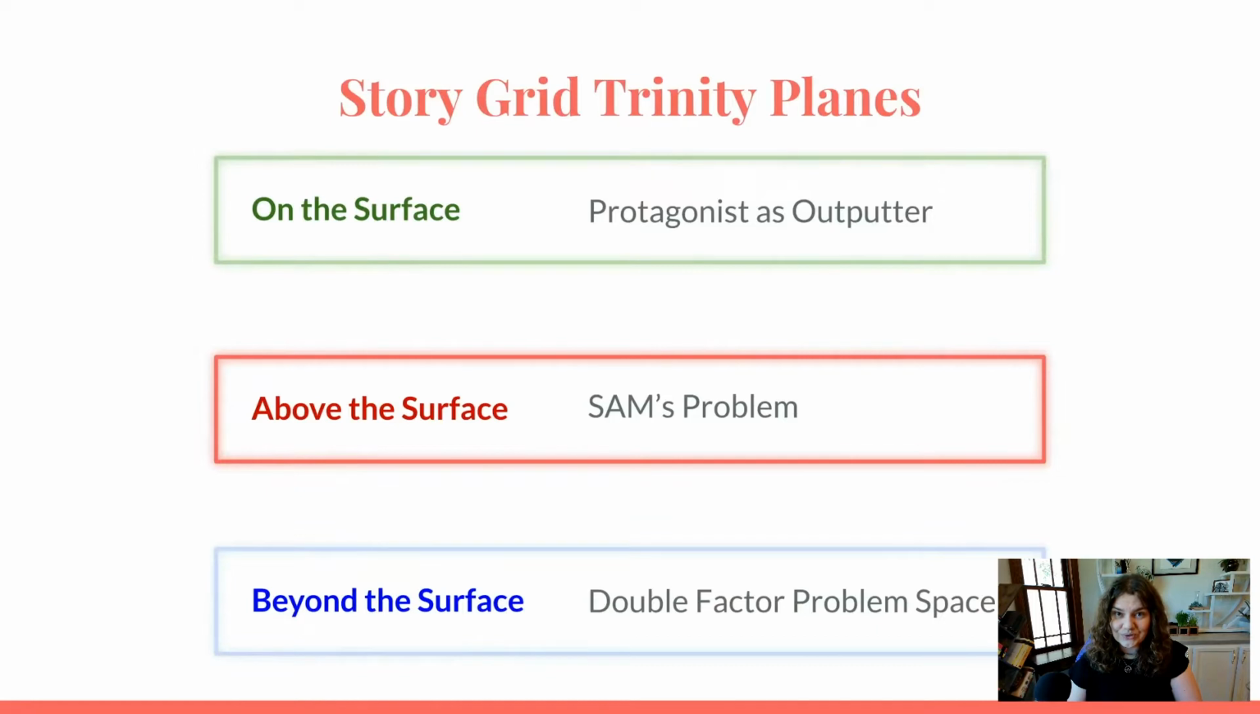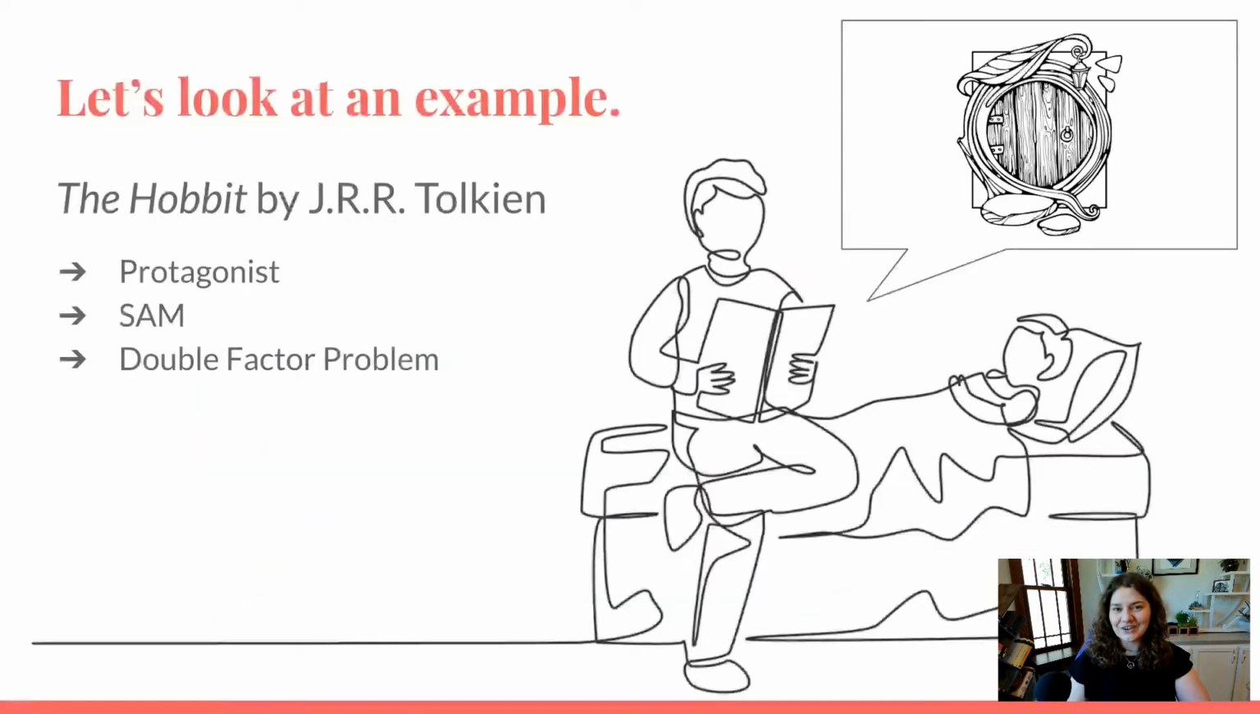So with these 3 tools, let's take a look at an example and how this plays out in an actual masterwork. Here at StoryGrid, we love to study masterworks, and one of our favorites is The Hobbit by J.R.R. Tolkien. And The Hobbit is a great example of the concepts that we've been talking about. So we have the protagonist, and that's Bilbo Baggins, the Hobbit of the title.